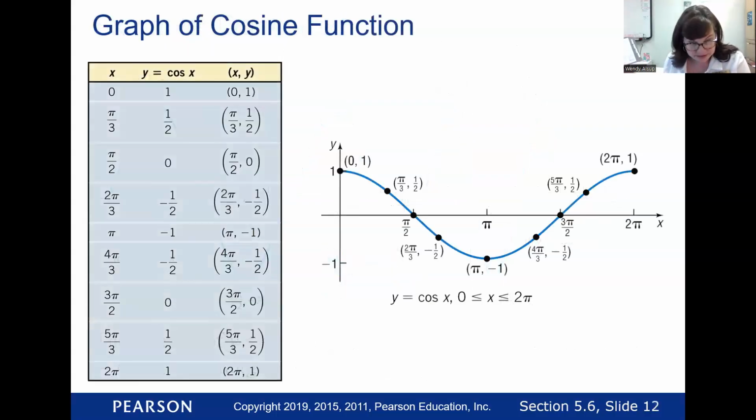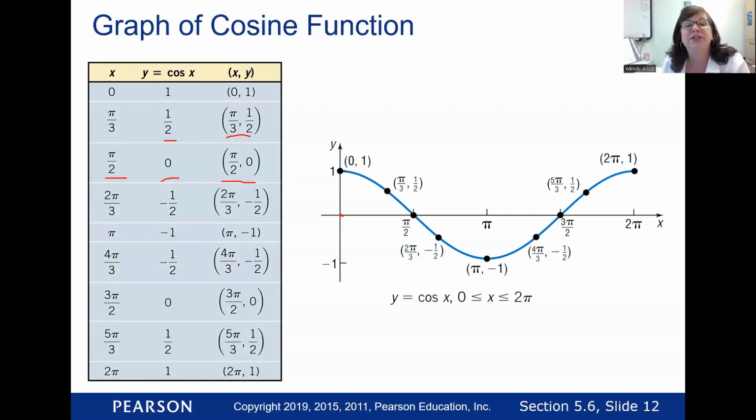All right, similar with cosine. If we go around our unit circle, when the angle is 0, the cosine at 0 is 1, and that creates the point (0, 1). At the angle pi over 3, the cosine at pi over 3 is 1/2. That creates the new point for the cosine function, (pi over 3, 1/2). At pi over 2 on our unit circle, the cosine is 0, and that creates the new point (pi over 2, 0), and so forth.